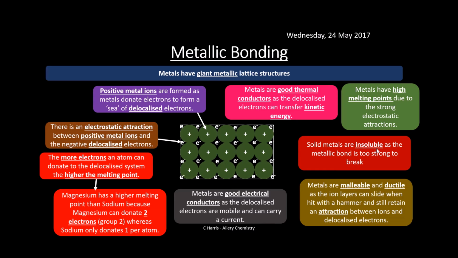Malleable means that if we hit it with a hammer, it can be bent into shape. Ductile means it can be drawn into wires. Either way, if we reform these metals, the structure still remains the same because that attraction remains intact.